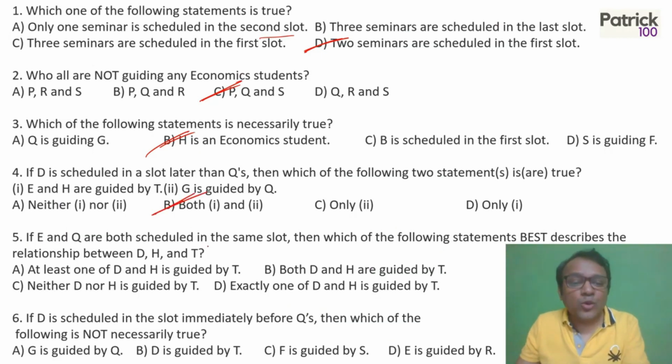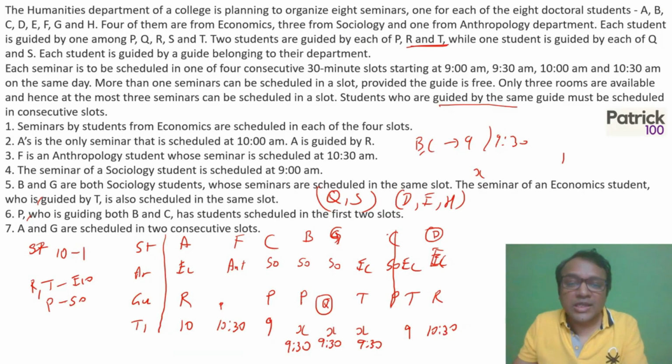If E and Q are both scheduled in the same slot, now you can make out that Q can be 9:30 or 10:30, right? And E can also be 9:30 or 10:30. So when Q is at 9:30, E will be at 9:30. I put a circle for indicating, circle, circle. And when Q is at 10:30, E will be at 10:30 again. I'm putting a square to make out the two conditions which are given to you.